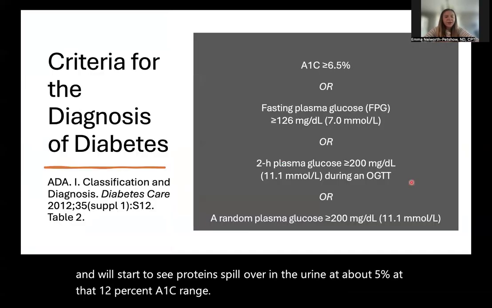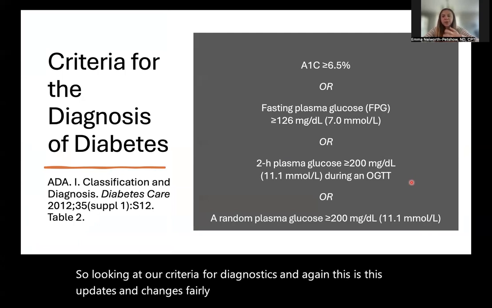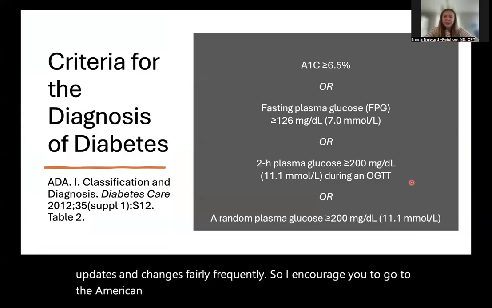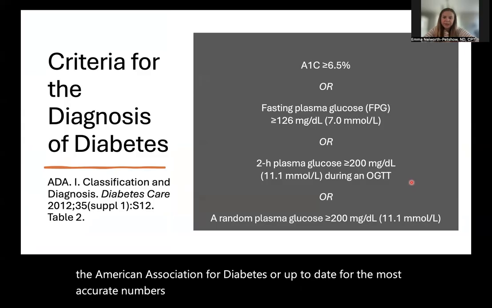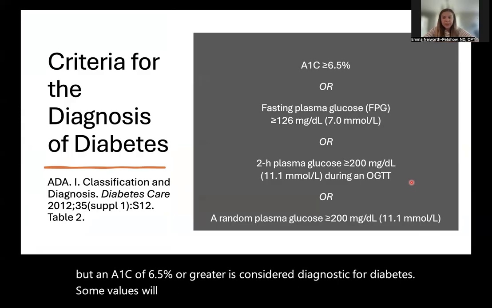So looking at our criteria for diagnostics, and again, this updates and changes fairly frequently, I encourage you to go to the American Association for Diabetes or UpToDate for the most accurate numbers when you are diagnosing your patient every time. But an A1C of 6.5% or greater is considered diagnostic for diabetes. Some values will say above 6%.